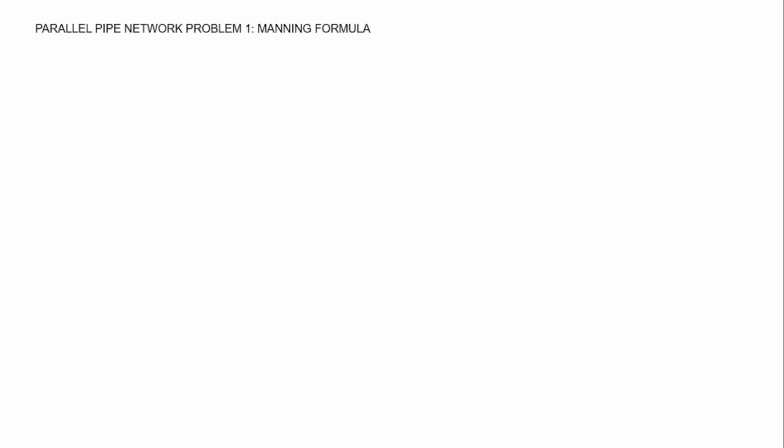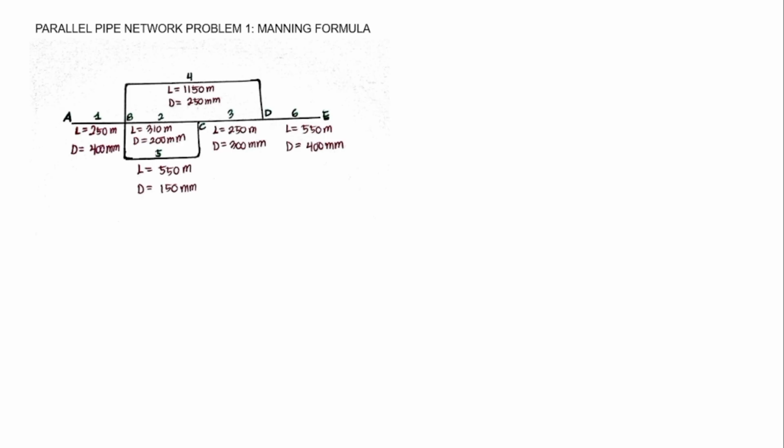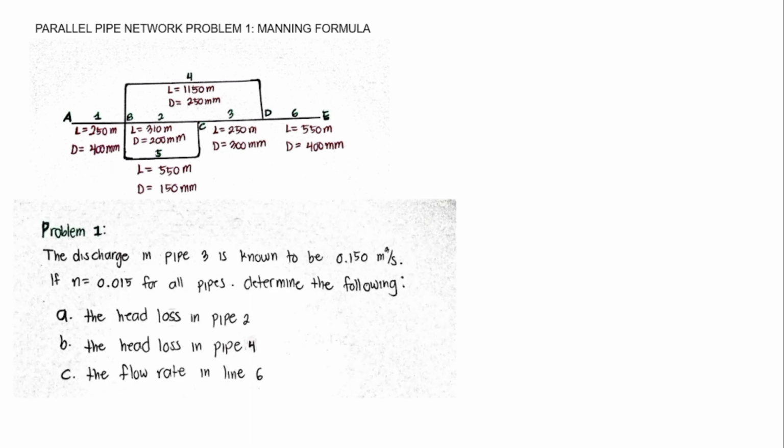Parallel pipe network problem number one, we are going to use the Manning formula. Here is our illustration where the three pipes are parallel and the properties of each pipe are also given. Problem number one: the discharge in pipe 3 is known to be 0.150 cubic meter per second and the roughness coefficient n is equal to 0.015 for all pipes. Determine the following. A, the head loss in pipe 2, B, the head loss in pipe 4, and C, the flow rate in line 6.